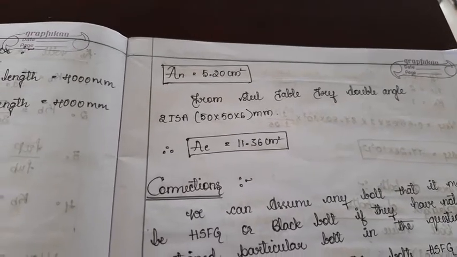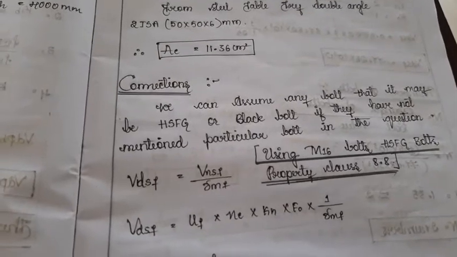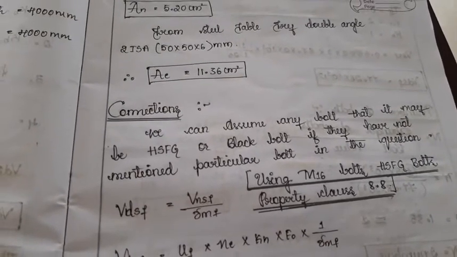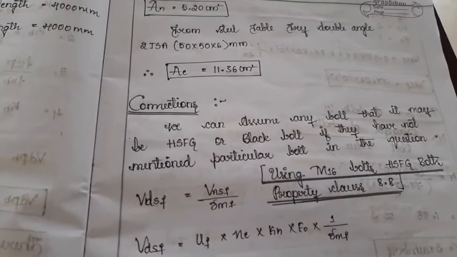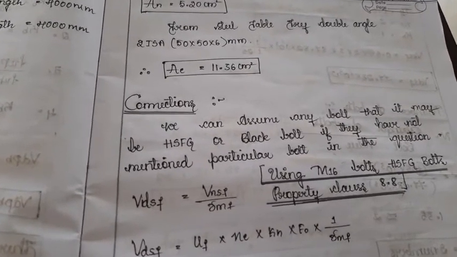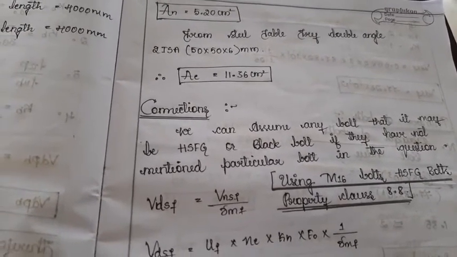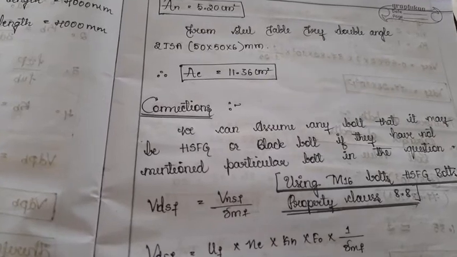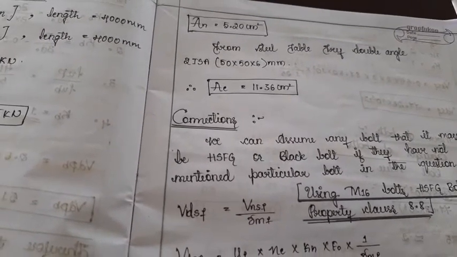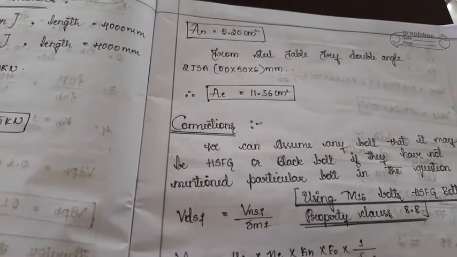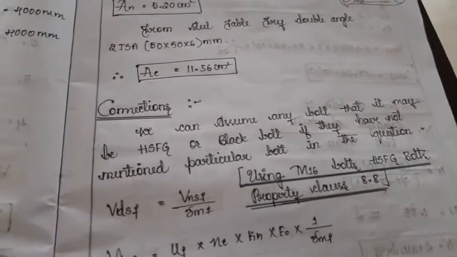Now we need to start with the connections. While doing the connections, it is left to you whether you select a black bolt or an HSFG. Why have I selected HSFG here? HSFG is a single step, whereas when you go for black bolts you need to calculate shear capacity and bearing capacity. But here it is a single formula, so for that reason I have selected HSFG.